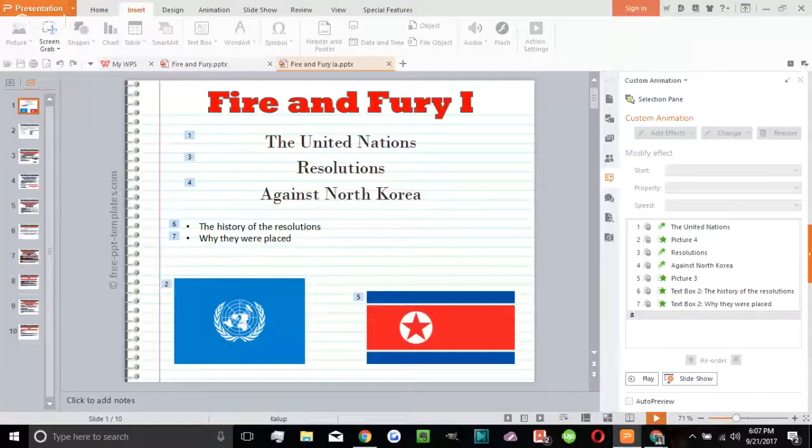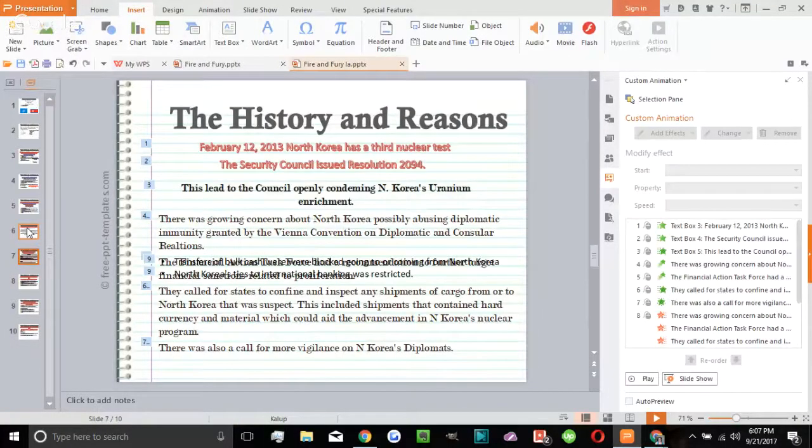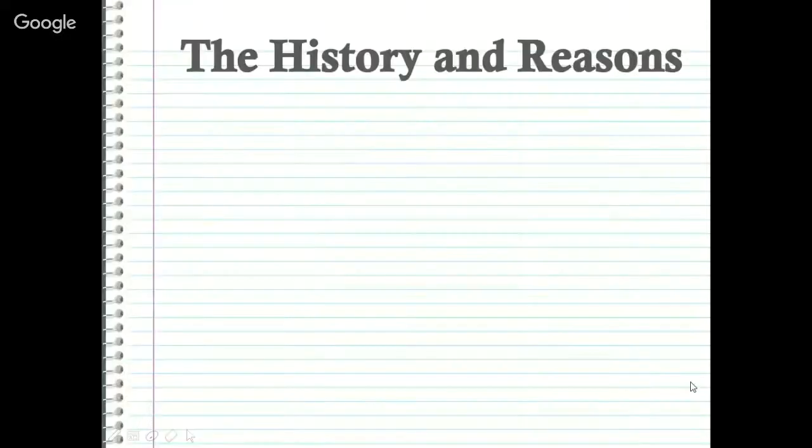Let me go back in there so we can go back over these steps again, because I know I probably went through that a little fast.